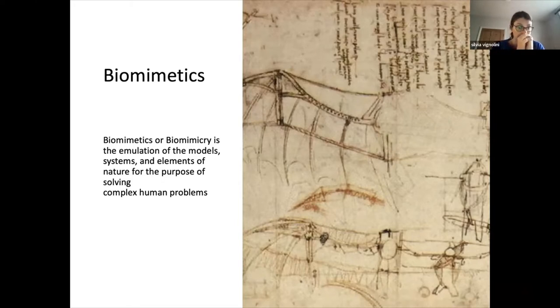So if you look into the definition, you can read: biomimetics, or biomimicry, is the emulation of models, systems and elements that nature uses for a purpose, which you then apply to solve a complex human problem. And these are some drawings of Leonardo, who also tried to develop wings based on the flights of birds, yes?